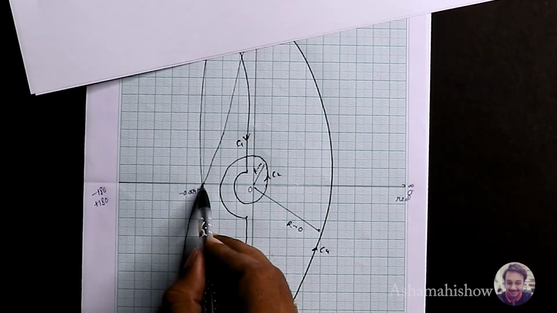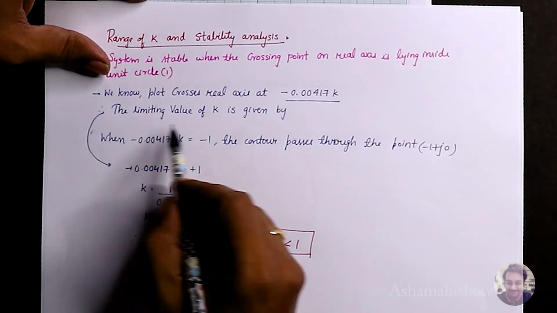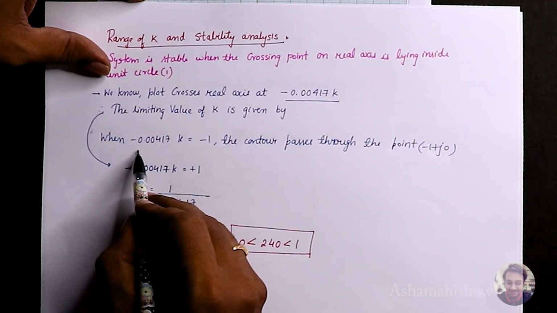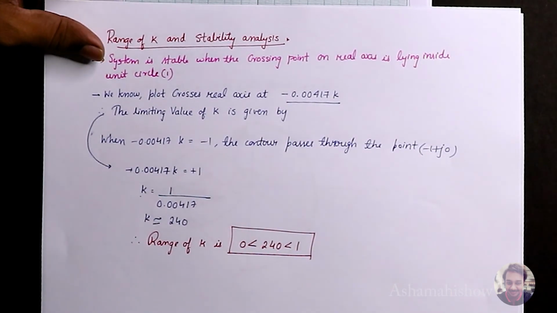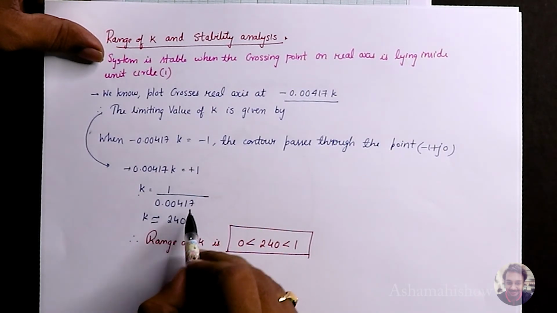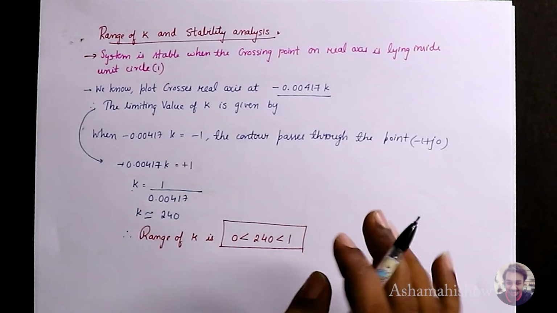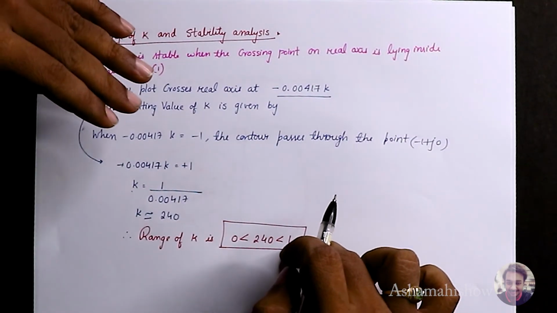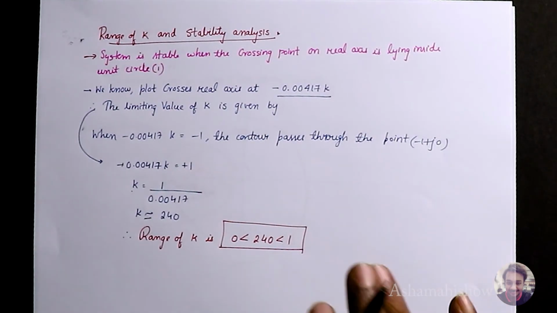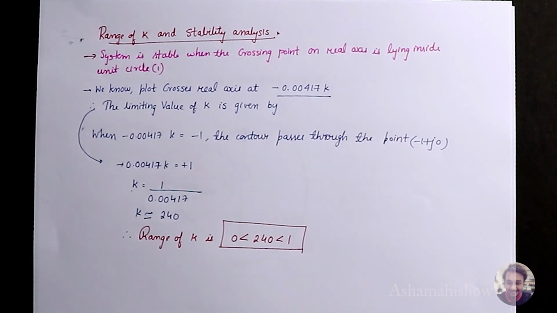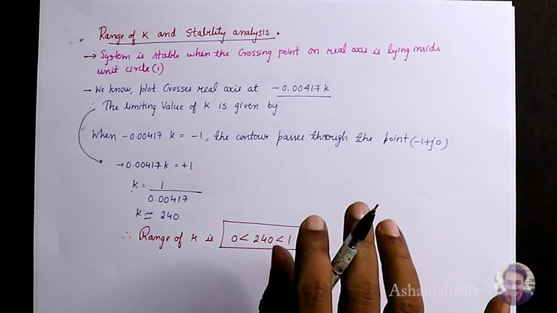So this is the part where your polar plot crosses. The limiting value of k is given with, okay, minus 0.00417k equal to minus 1. Okay, and from here if you find out k, it is k equal to 1 by 0.00417, which is approximately 240. Okay, so your range will be 0 less than k less than 240. Okay, so a doubt may arise: what if it is above 240 or below 240? Exactly the value of k, whether it is less or more.